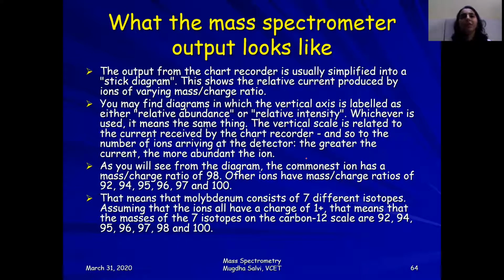So these were the 4 types of mass spectrometers. We will now be seeing the output of a mass spectrometer, that is a mass spectrum. The output is usually converted into a stick diagram. Stick diagram in the sense, one peak will be represented as one stick.